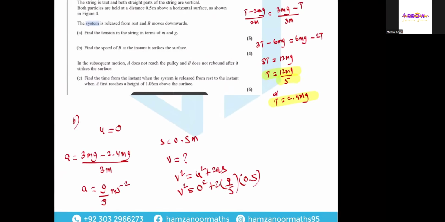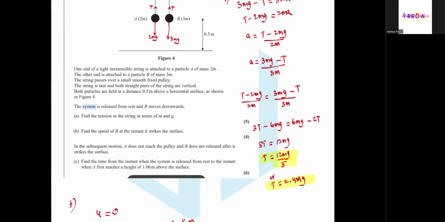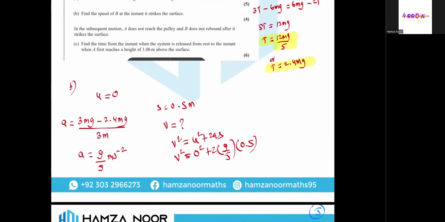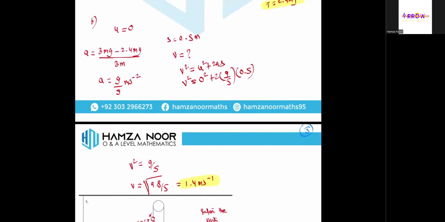Since the particle will cover a distance of 0.5 meters, the displacement is taken as 0.5 meter, and we need to find the final velocity. So v² = u² + 2as. u will be kept equal to 0 because the system was released from rest, obviously. So v² in terms of g, we have obtained g/5. Therefore we are going to find the value of the speed. So v = √(g/5), and I've used the value of g here. Therefore the speed is 1.4 meters per second. This was the requirement for part B.